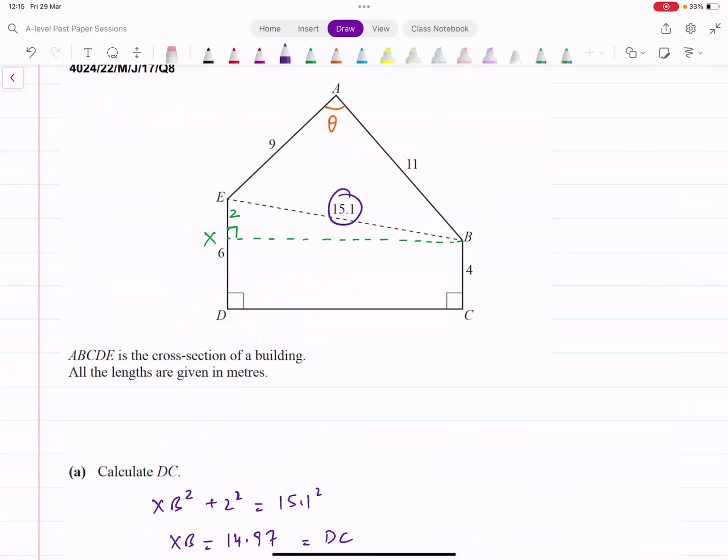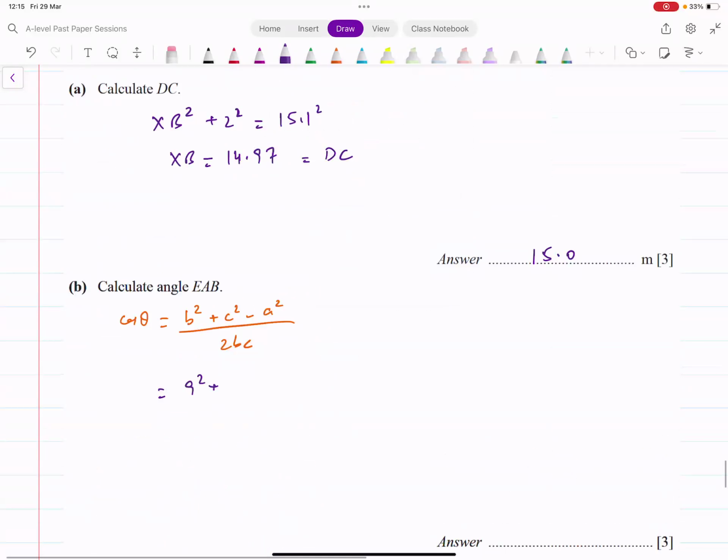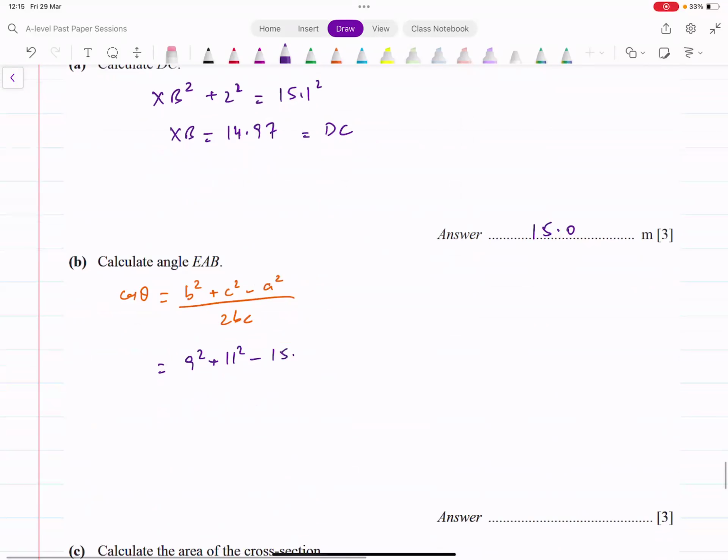15.1 is going to be A, the side opposite of theta. Others are going to be B and C. So we have 9 squared plus 11 squared minus 15.1 squared divided by 2 into 9 into 11. That is cos of theta. And that's going to give us the value of theta. Let's do this. 9 squared plus 11 squared minus 15.1 squared divided by 2 into 9 into 11. And then cos inverse.